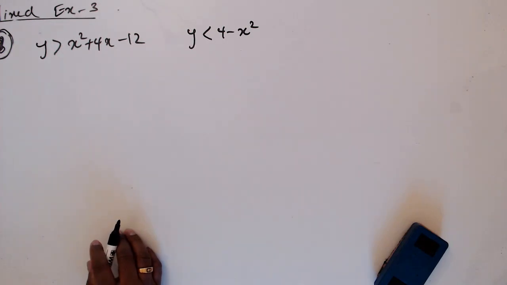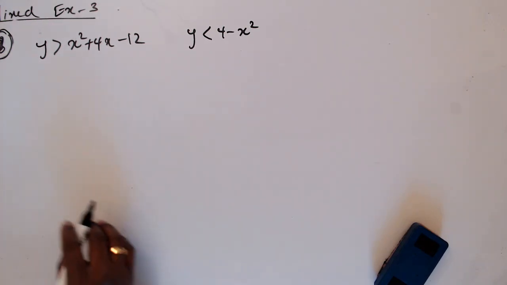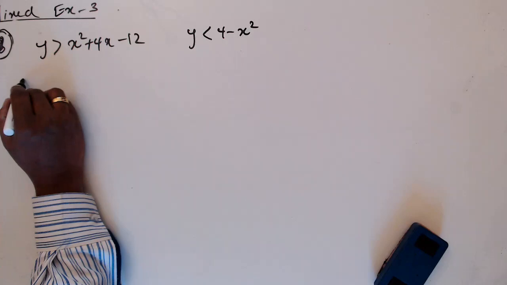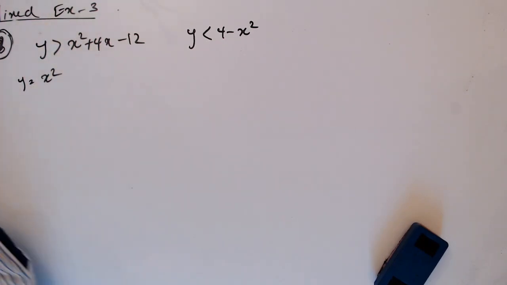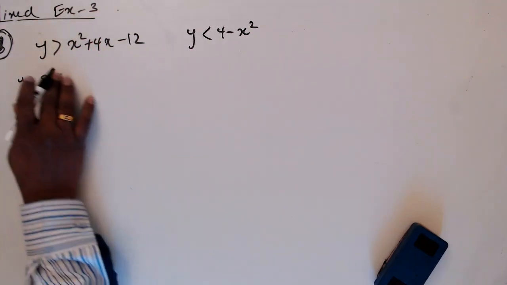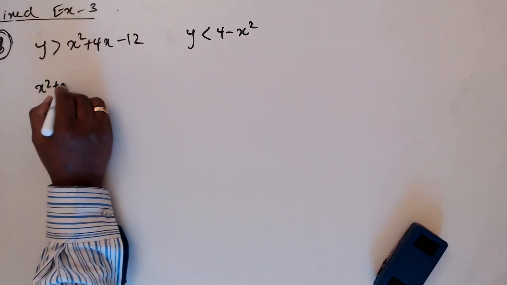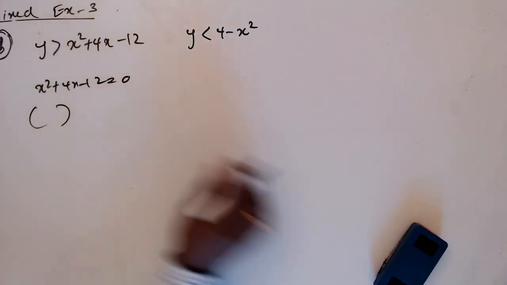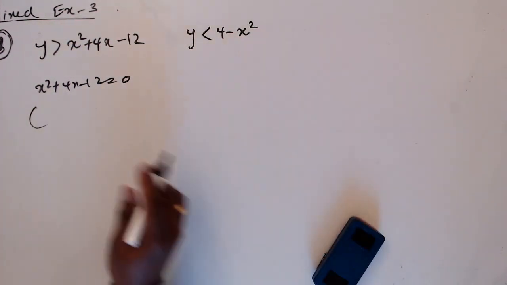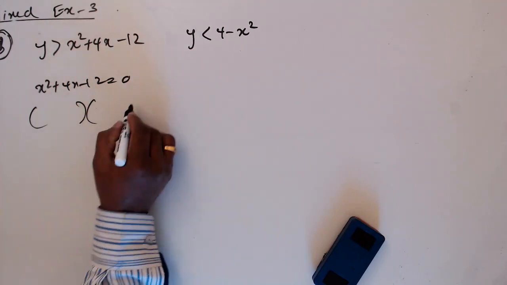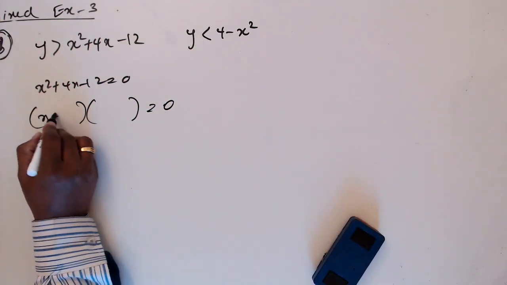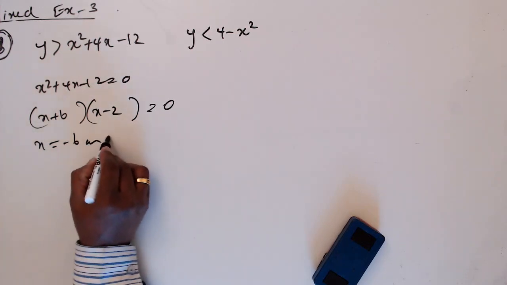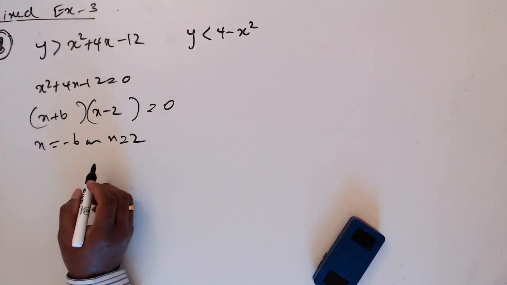We had to draw number 18. We had to draw the equation, both quadratic graphs. So to find the root, x square plus 4x minus 12 equals 0. x plus 6, x minus 2, x equals minus 6, or x equals 2. So those are the roots.